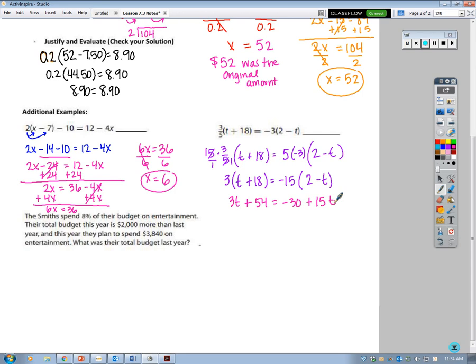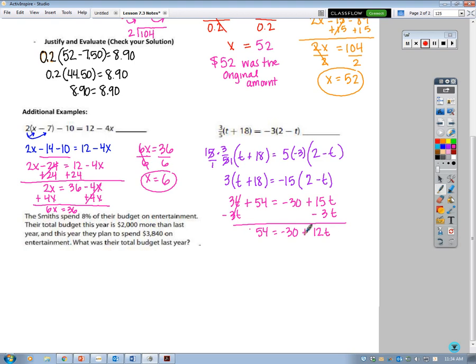I've got 3t on this side. I want to combine it with my 15t. It is positive on this side, so I'm going to subtract 3t from both sides. And again, you could start with any term. I just chose to start with this one. And then what I've got left is 54 equals negative 30 plus 15t minus 3t is 12t.